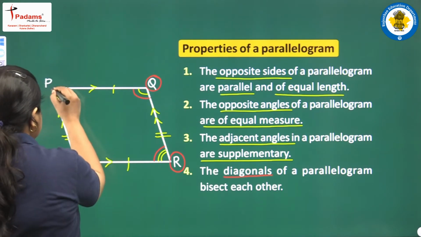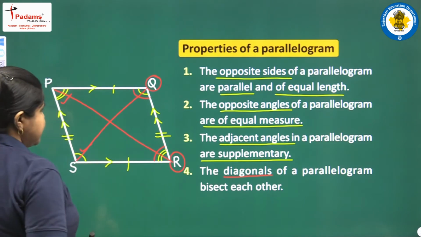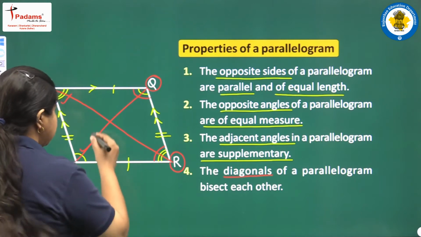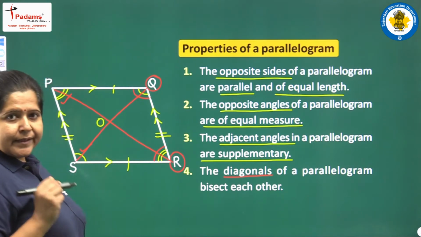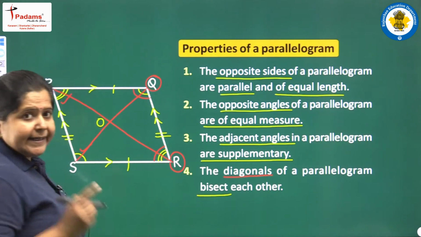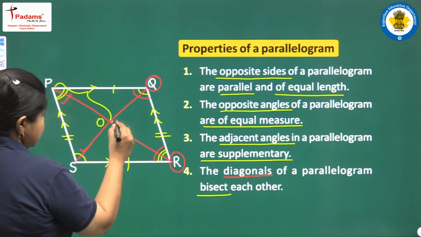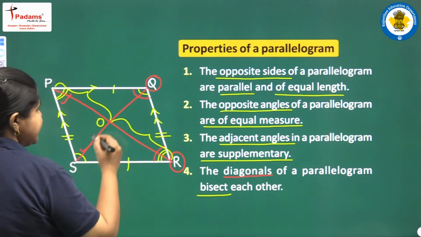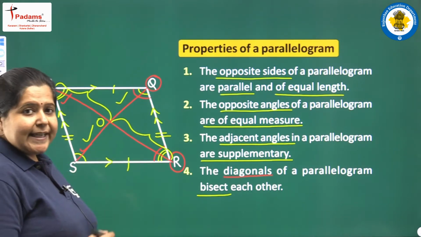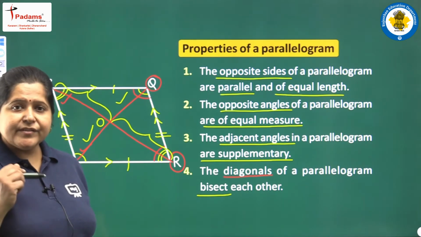Let us draw the diagonals first. This is the first one. This is the second one. Now, let us write the point of intersection as O. Then the diagonals bisect means that they are divided into two equal parts. This OP is equal to OR and similarly this OQ is equal to OS. So these are the properties of a parallelogram. Now we start exercise 3.3.